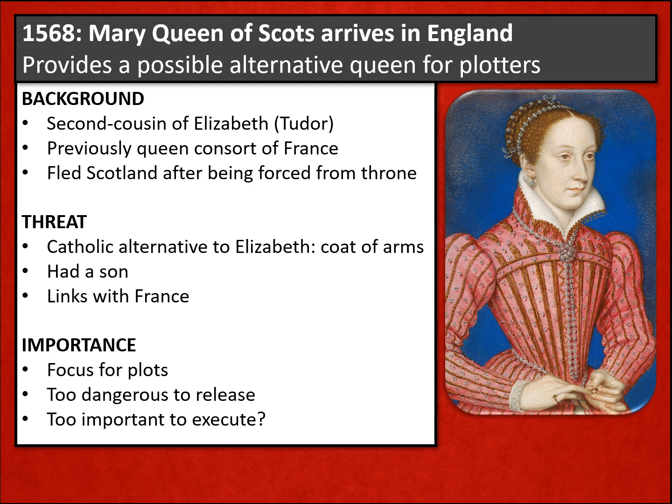So she's a focus for plots, and she's a real problem because she's too dangerous for Elizabeth to release. Yet she's also a monarch, so she's far too important to easily execute, and the implications of executing her would be really, really serious. That would cause outrage across Europe.